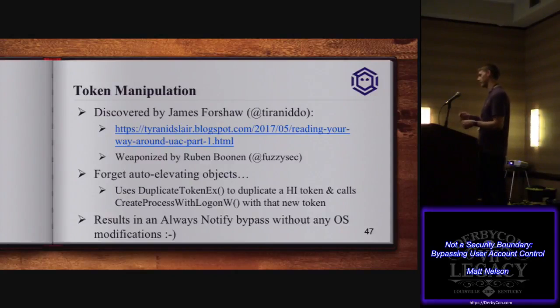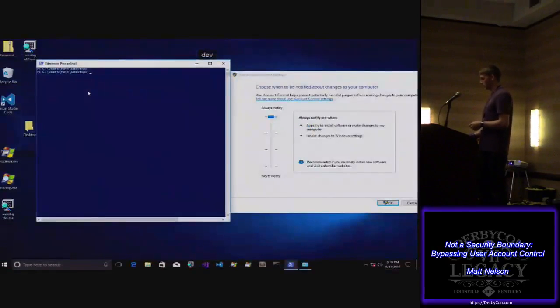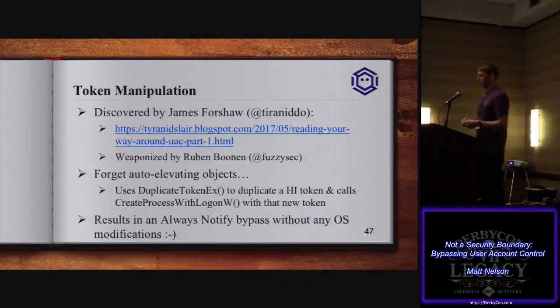So the way that this actually works, it does get around always notify silently. There are like one or two always notify bypasses. One of them James put out for Windows 8.1 a few years ago. The other one was that disk cleanup one, and those are really the only two that existed for a while. This completely gets around any version of UAC that's set.